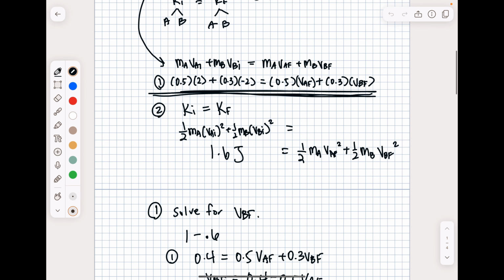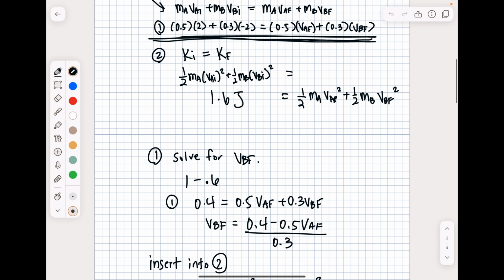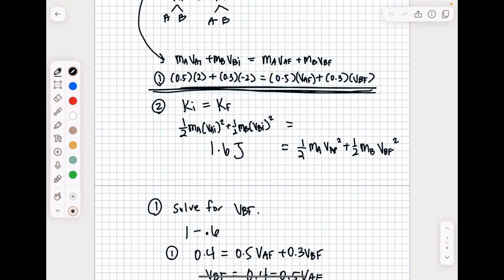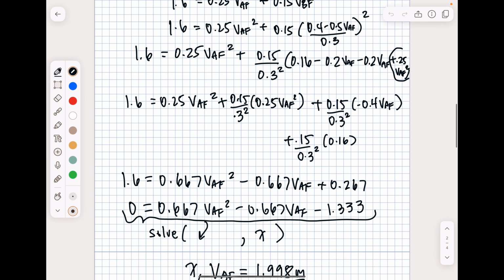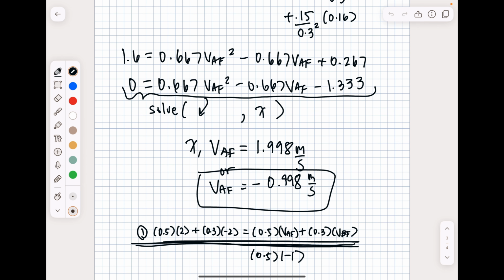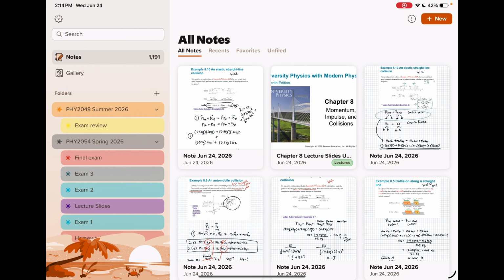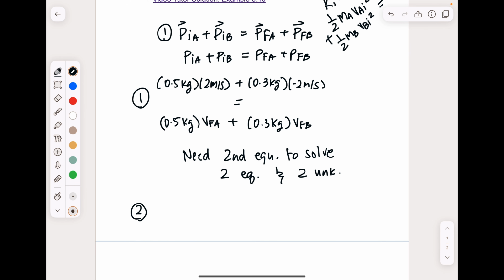Right here, I did it the long way using the conservation of kinetic energy. I had those two equations, right? Conservation of momentum, conservation of kinetic energy. I solved equation 1 for one value, VBF, and plugged it into equation 2. What that gives you is a quadratic equation to solve. So instead of solving a quadratic equation using the conservation of kinetic energy, I'm telling you your second equation can be the relative velocity equation.